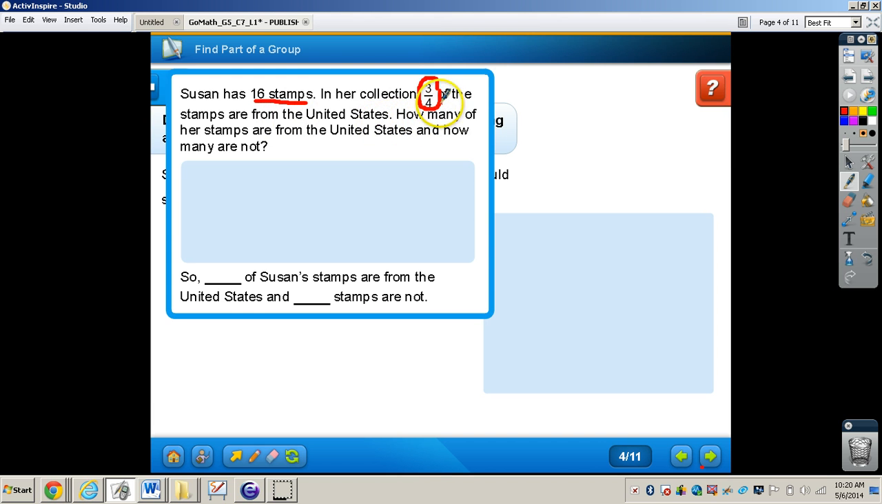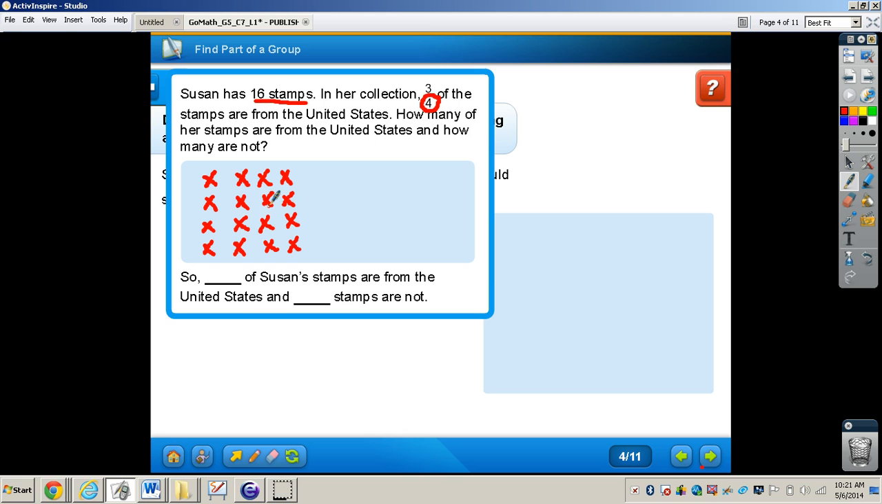So what we need to do is look at that denominator. That's going to tell us how we're going to divide up our rows. We have 4 as our denominator, so because of that, we need to show 4 rows of equal size until we get to 16. Okay, so we need to have 1, 2, 3, 4, 5, 6, 7, 8, 9, 10, 11, 12, 13, 14, 15, 16 total stamps and 4 equal rows.